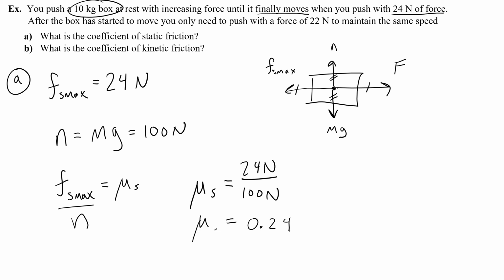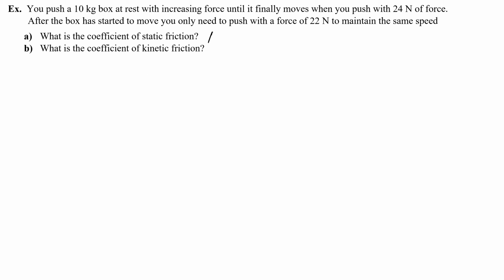Now notice that newtons cancel out, and I'm left with a number that is unitless. That is correct for the coefficient of friction, because the coefficient of friction is just a number that tells you the ratio of friction to normal force. So it's unitless. Okay, so let's write that mu s equals 0.24 up here for A. And now let's think about B. What is the coefficient of kinetic friction? Well, after the box has started to move, you only need to push with a force of 22 newtons to maintain the speed.